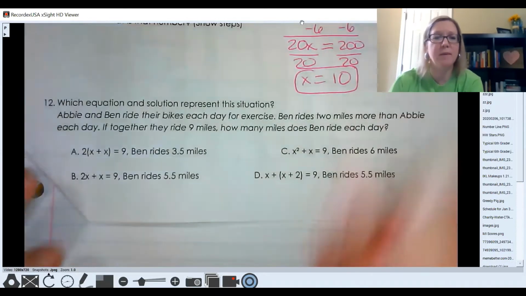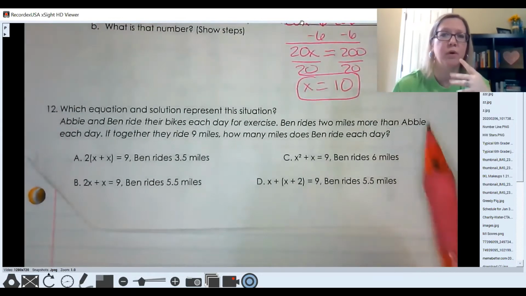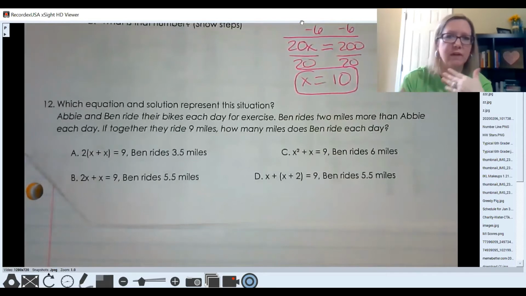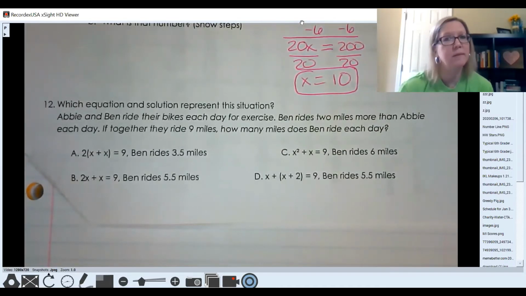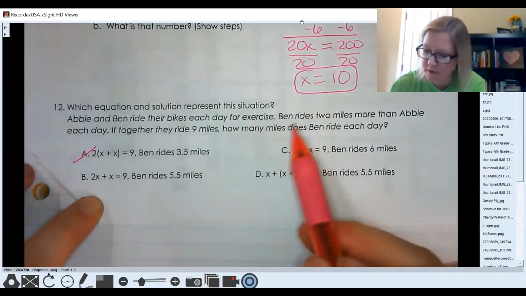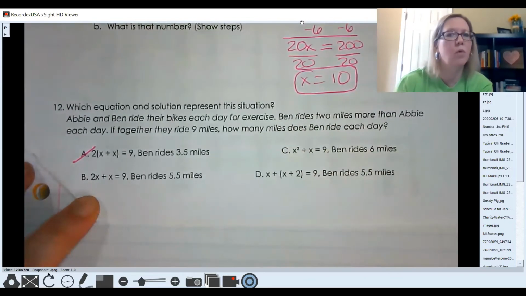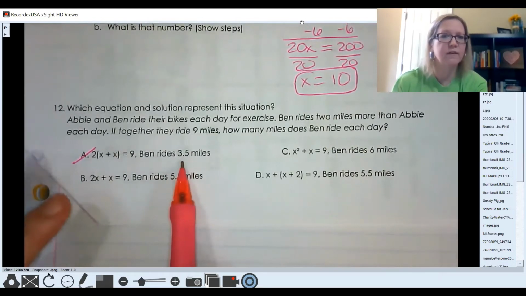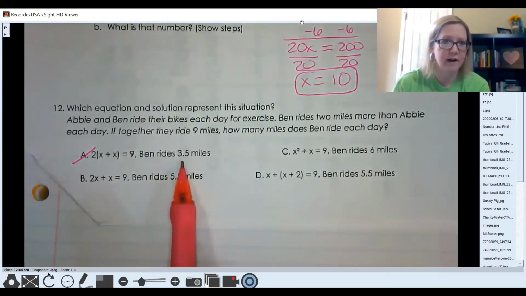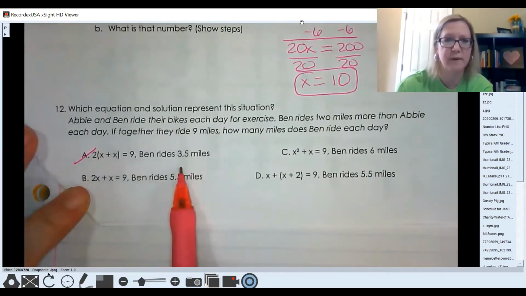So as with many problems, there's multiple ways you could solve this. One way that I bet a lot of you are going to do is working backwards from the answer choices, which is always a smart method to use. And if you use that method, you should be able to eliminate A right off the bat, because it tells us that Ben rides 2 miles more than Abby. So if he rides more than she does, and he only goes 3.5 miles, then there's no way together they could have a total of 9 miles. So right off the bat, we know that doesn't make sense because of the solution for Ben.